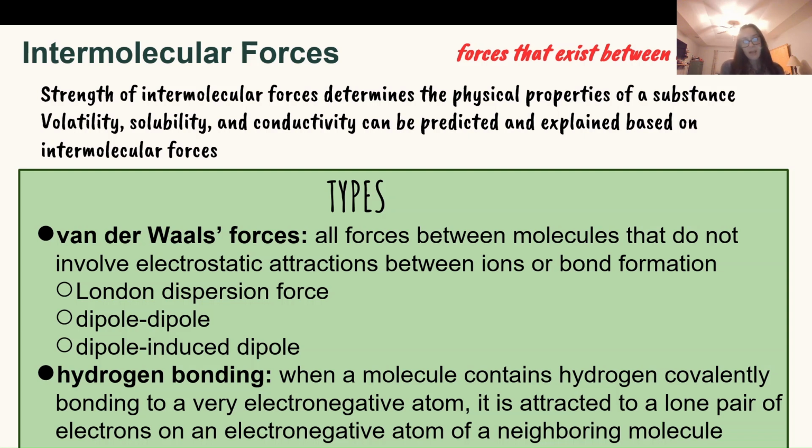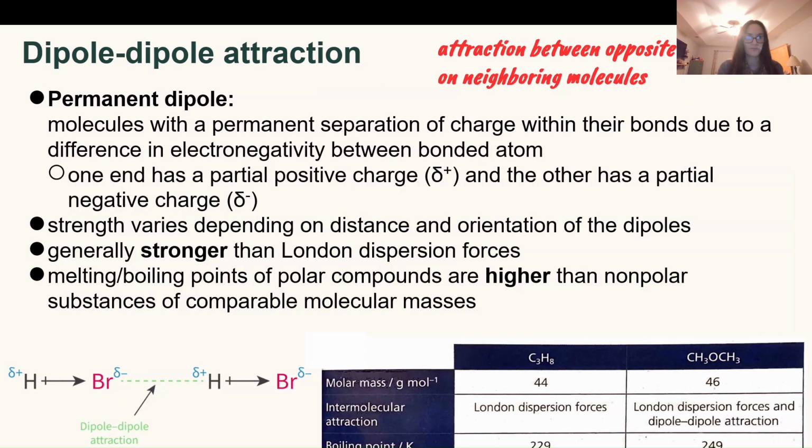And a very specific type of dipole-dipole that is often kind of separated from van der Waals forces because it's a little bit stronger is called hydrogen bonding. We're going to go over that first, but the definition of hydrogen bonding is when we have a molecule that has hydrogen covalently bonded to a very electronegative atom, specifically nitrogen, oxygen, or fluorine. This hydrogen is attracted to a lone pair of electrons on a neighboring electronegative atom. Specifically, it has to be nitrogen, oxygen, or fluorine. So we're going to go over hydrogen bonding first.